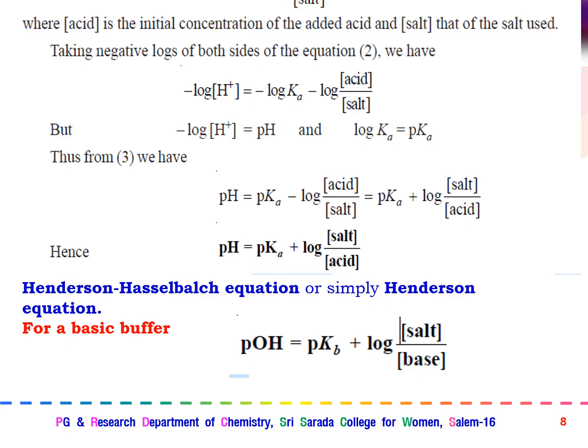Here we can calculate it for the basic buffer also. Here we will get the equation as pOH is equal to pKb plus log of salt divided by base.